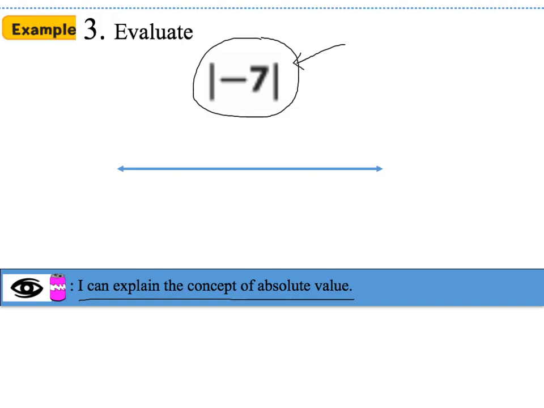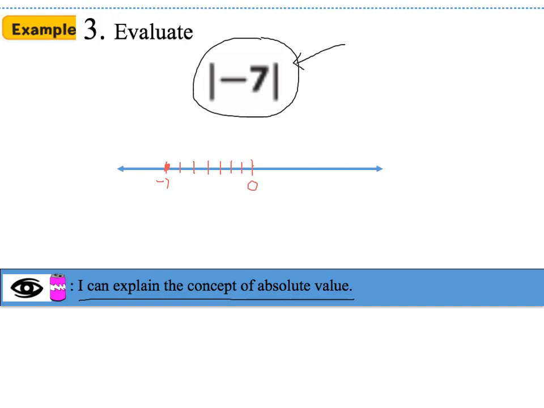So if I want to solve this problem, I want to use a number line, and let's label 0 in the middle. And if I want to graph negative 7, I'm going to move to the left of 0 because it's negative. So here's negative 1, negative 2, negative 3, negative 4, negative 5, negative 6. Here's negative 7. And let's go ahead and graph negative 7 right here.